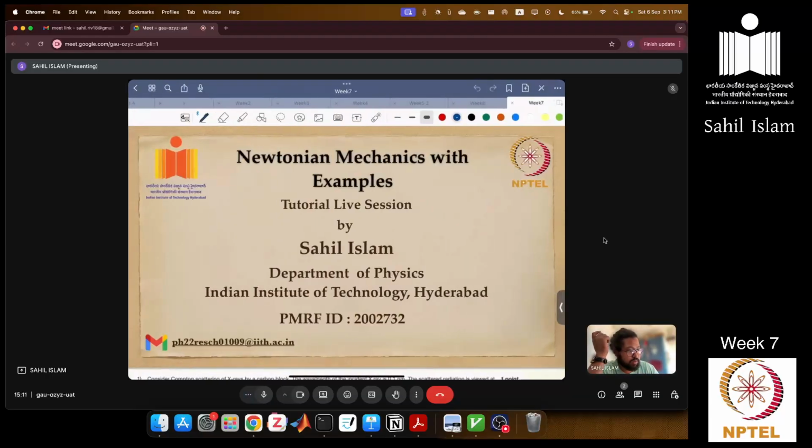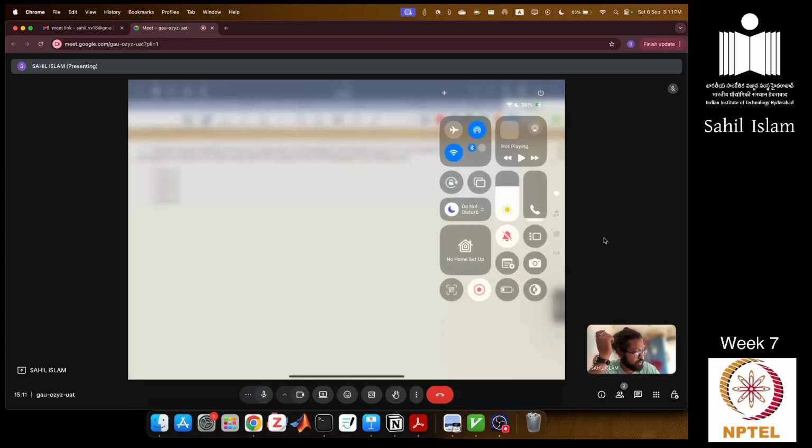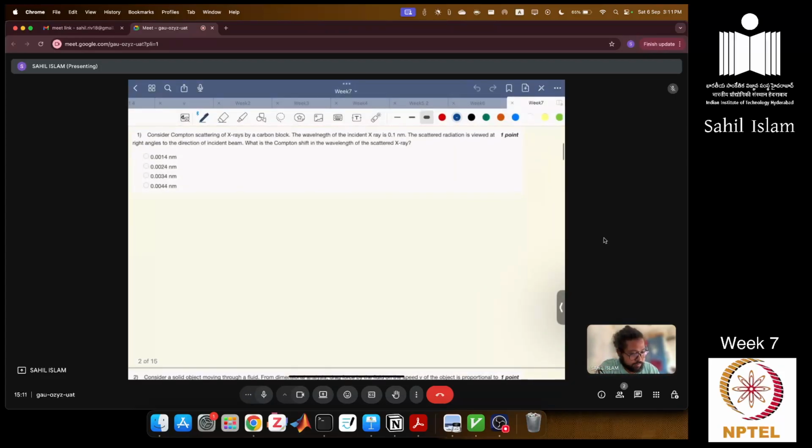It is something else. Let's say that we consider a Compton scattering of X-ray by a carbon block. The incident wavelength is 0.1 nanometer. The scattered radiation is viewed at right angles to the direction of the incident beam, so 90 degrees is the scattered angle. What is the Compton shift of the wavelength due to the scattered ray?